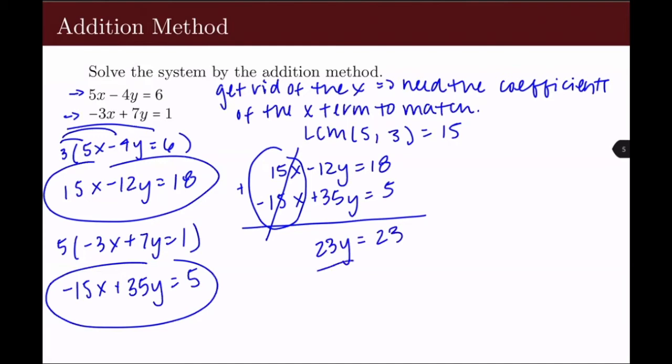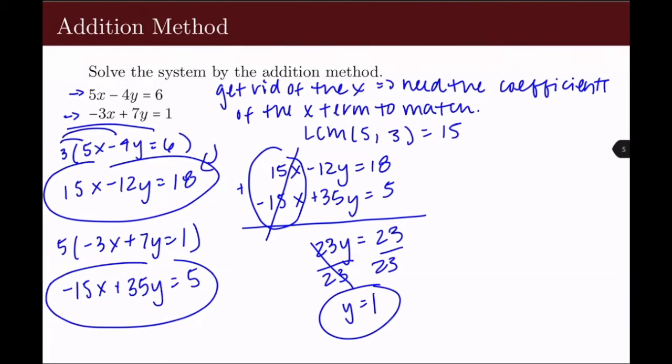And then we can divide each side by 23. So we get y equals 1. So you see our goal is always to have an equation in only one variable, because then we can solve that, right? 23y equals 23, we can solve that for y. But having just 15x minus 12y equals 18, we can't solve that because it's a line.